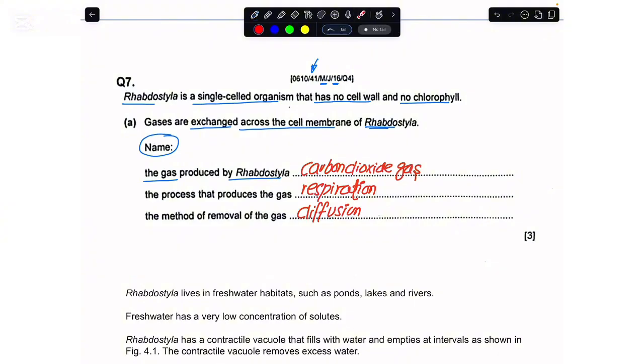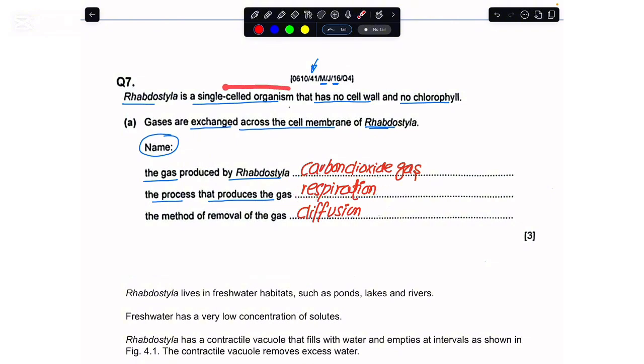So the answer is very simple: these Rhabdostyla would respire, and when they respire, the gas being produced in them is carbon dioxide gas. The second point they ask is the process that produces the gas. We know it is respiration, where they combine glucose with oxygen gas and that produces CO2 gas, and this process is respiration.